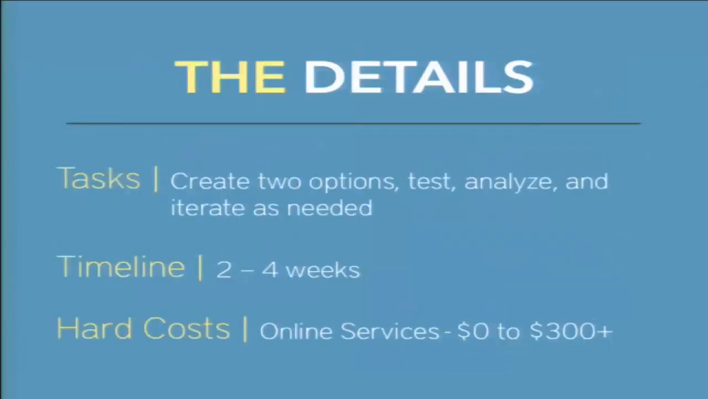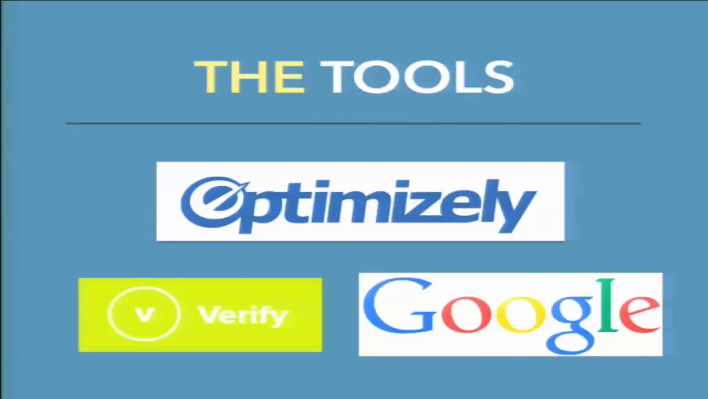So you're going to create both options. You're going to test, analyze, and iterate. This is really an iteration kind of tool. And maybe not iterate on the same minute small thing, but you're going to be kind of making changes to make some increase in some sort of analytics you've been tracking. And this will take a couple weeks and $0 to $300.